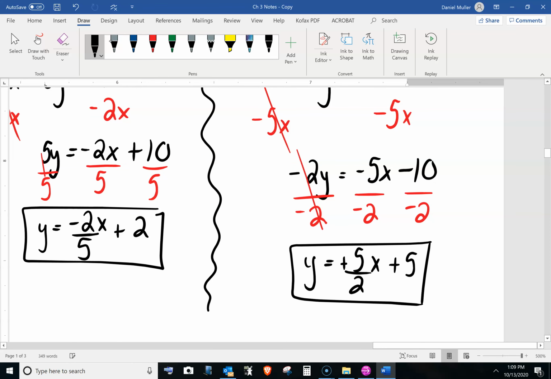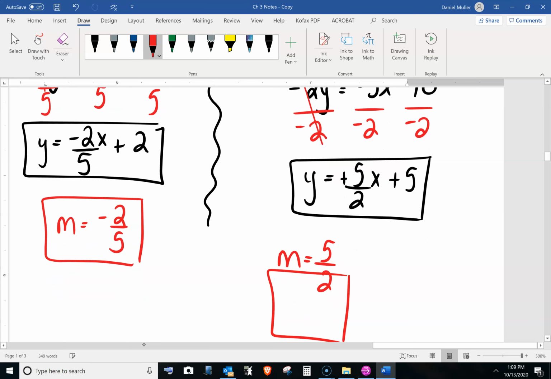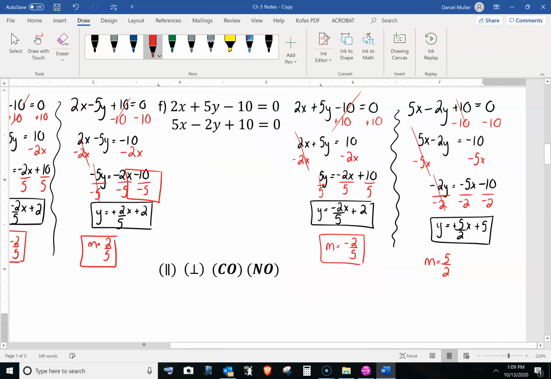Now let's compare the slopes. The slope of the one on the left here is negative 2 over 5. And the slope over here on the right is a positive 5 over 2. So one is positive, one is negative, and they are flipped from each other. So we can say that yes, these are perpendicular. They are flipped from each other, and one's positive and one's negative.